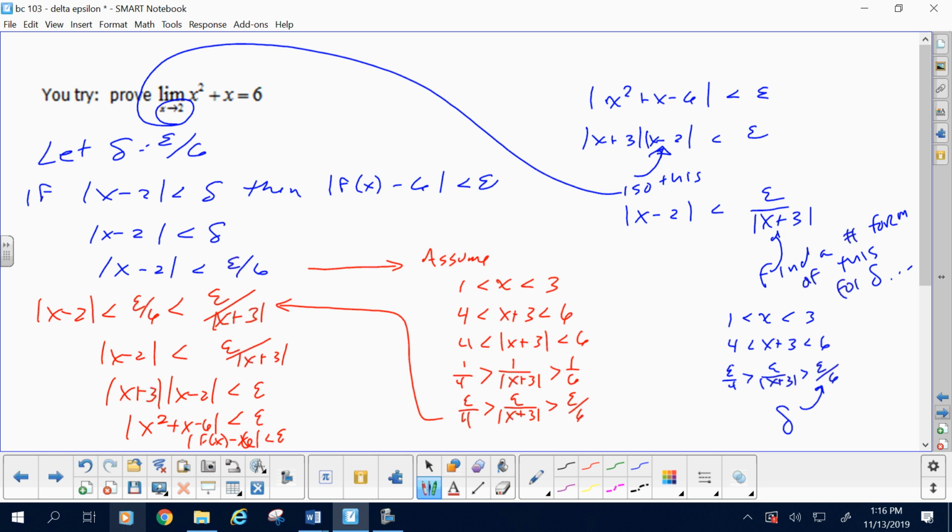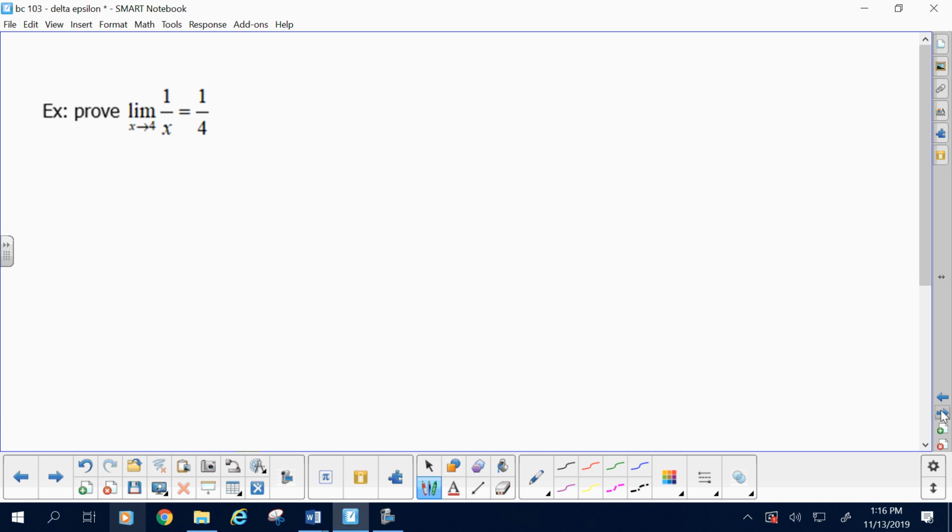How'd it go? Good. Okay, now, those were both parabolas, so they were pretty much the same. Not everything is parabolas. So you also have to deal with other curves, lots of curves. So let's go to this one, shall we? So many curves. We're just getting started. All righty then. Prove the limit as x goes to 4 of 1 over x is 1 fourth. The algebra will be a little different. The delta will be a little different.